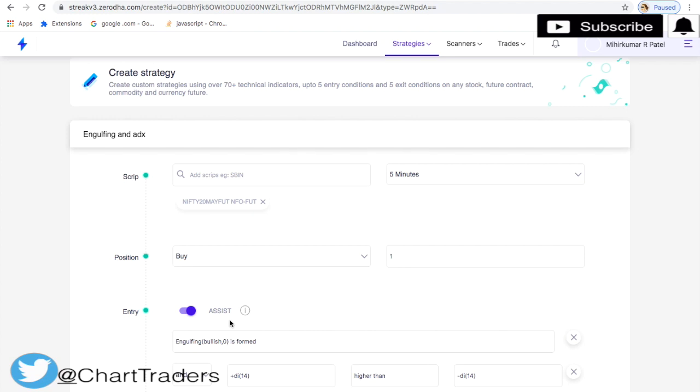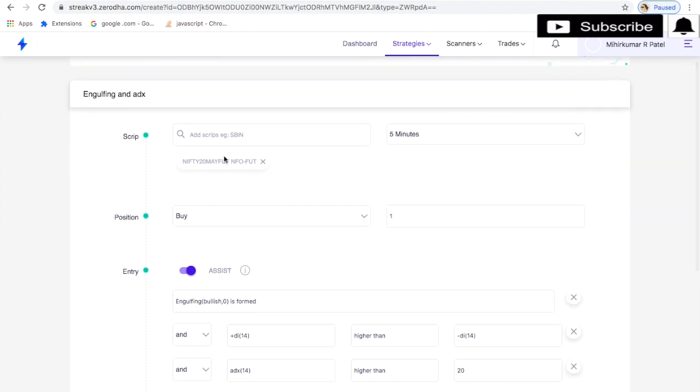Now in order to backtest our strategy, I am going to use Streak. If you don't know what Streak is, just watch my video, Introduction to Streak and Streak parameters. The link is given in the description box. Now I am going to apply it on Nifty futures 5-minute charts. I want to buy one lot.